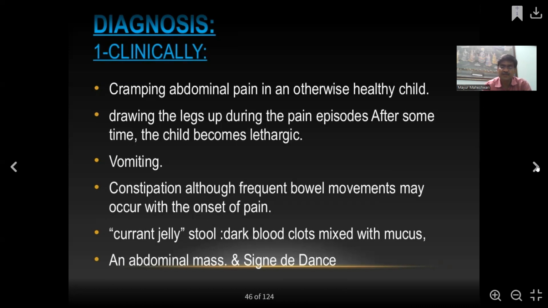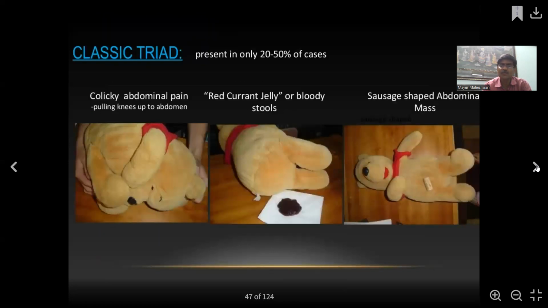Red currant jelly stools are pathognomonic of intussusception. They are dark blood clots mixed with mucus, and there is an abdominal sign, an abdominal mass. That is called the sign of Dance, or abdominal lump.